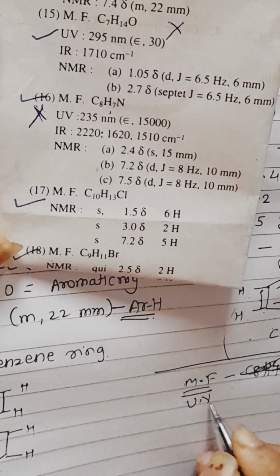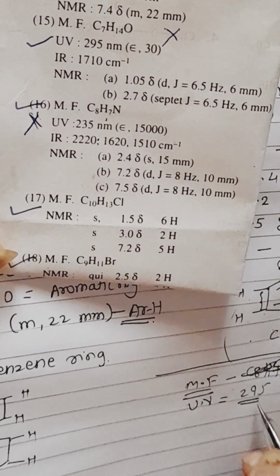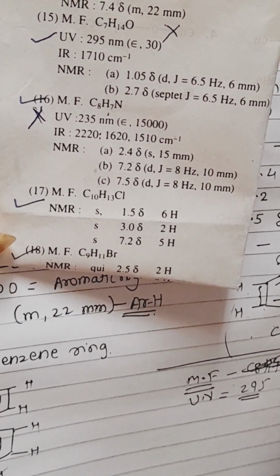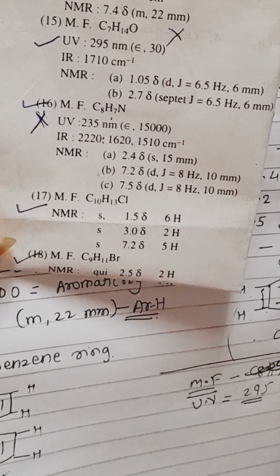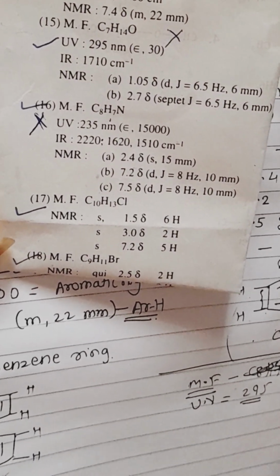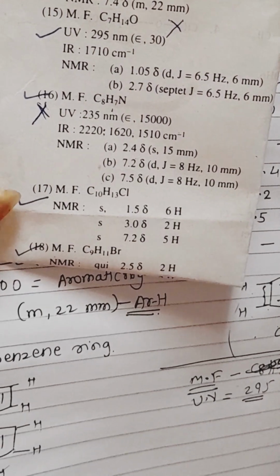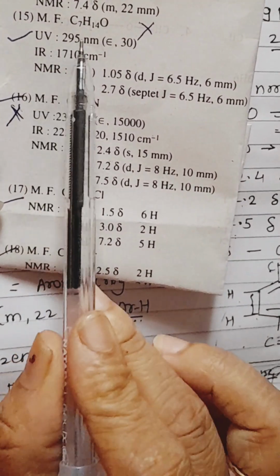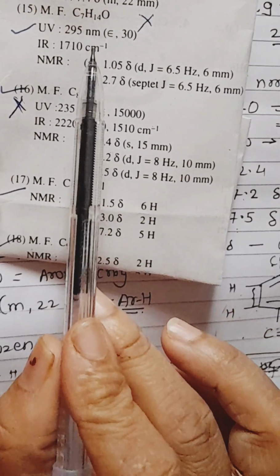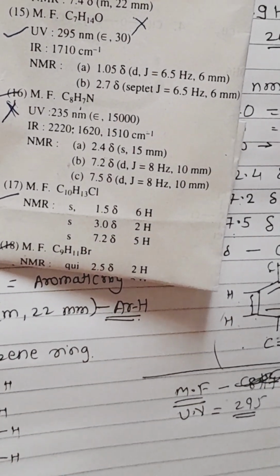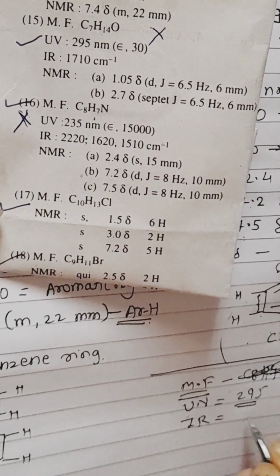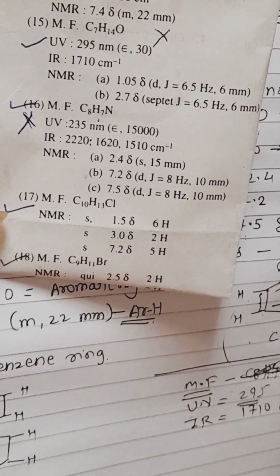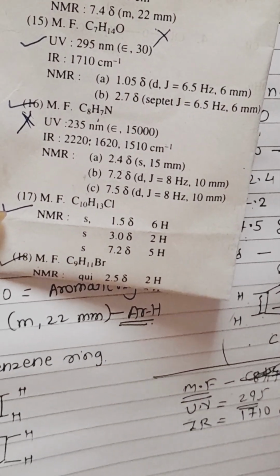The UV data given here is 295. There is conjugation, and the conjugated system shows the n to pi star transition. Non-bonded electron transitions are found in these numericals. We will solve this one. Now the IR data: 1710 per centimeter clearly indicates that there is a carbonyl group.